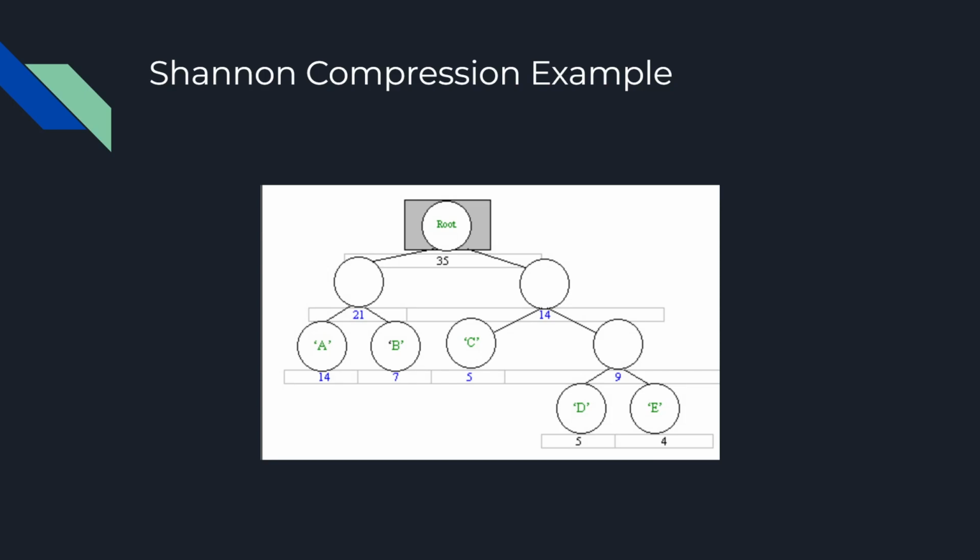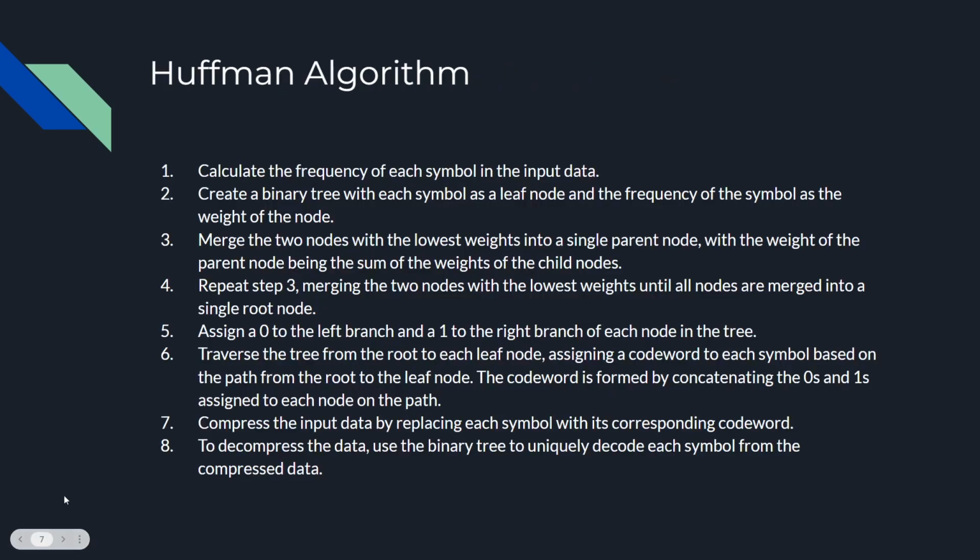So how does the compression algorithm actually work? If you wanted to represent A, you start from the root and go left once and then left again. So that would be 0, 0. Whereas if you wanted to go to B, you'd go left and then right, so that's 0, 1. Likewise for C, you'd go right and then left, which is 1, 0. And onwards for every single character.